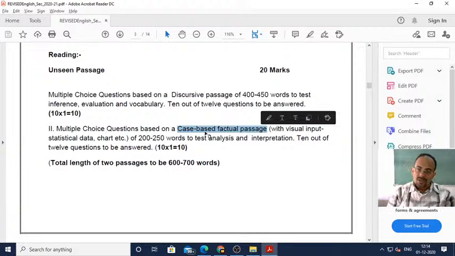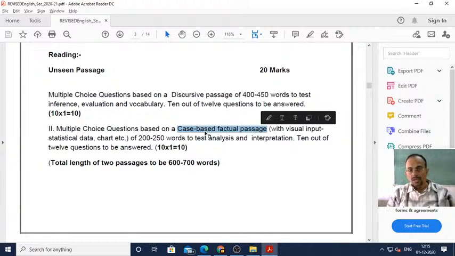For example, in the state of Maharashtra, what is the present state of coronavirus? How many are infected? How many have recovered? How many are still recovering? This sort of passage, which deals with research, surveys and experiments, is called a case-based factual passage, and of course it deals with facts.